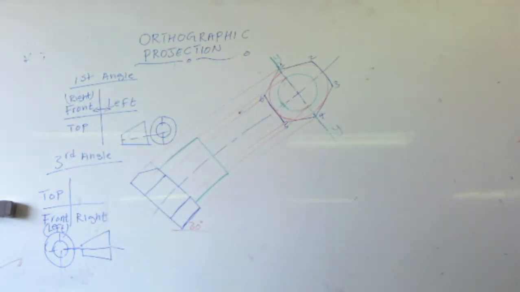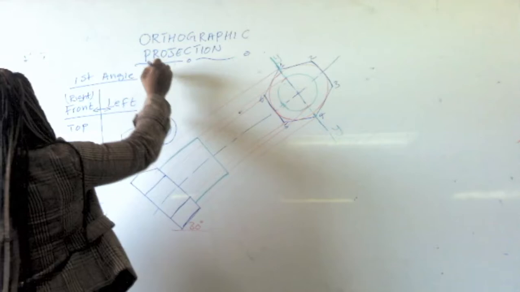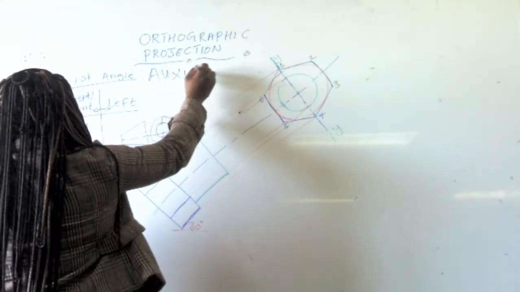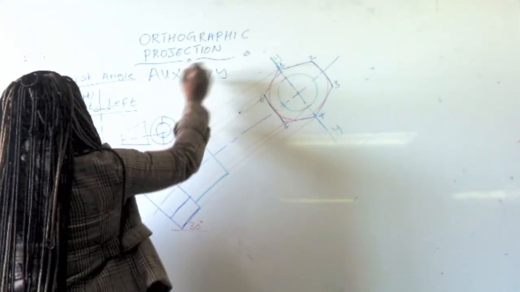Okay, so what I'll start with today, I'm not going to teach you two-dimensional orthographic projection, because I know, as much as I know geometrical, then orthographic. Orthographic in general drafting is what we call auxiliary views. I don't know if you've done auxiliary views before. It's like that.